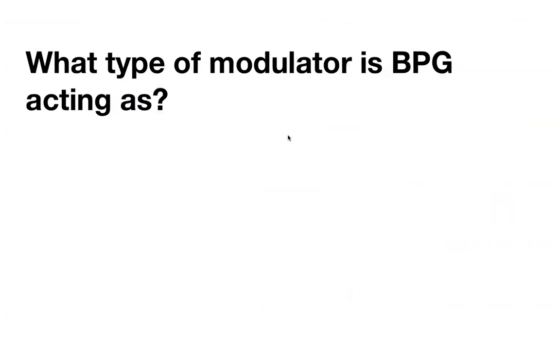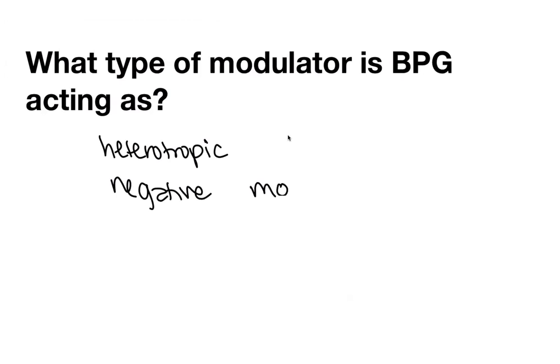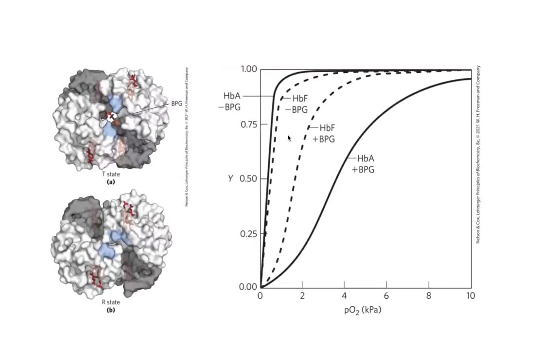So what type of modulator is BPG acting as? So BPG is acting as a heterotropic negative modulator. Heterotropic because it's affecting the binding of a different ligand. So BPG binding is affecting the binding of oxygen, and it's a negative modulator because it's reducing the affinity of oxygen.